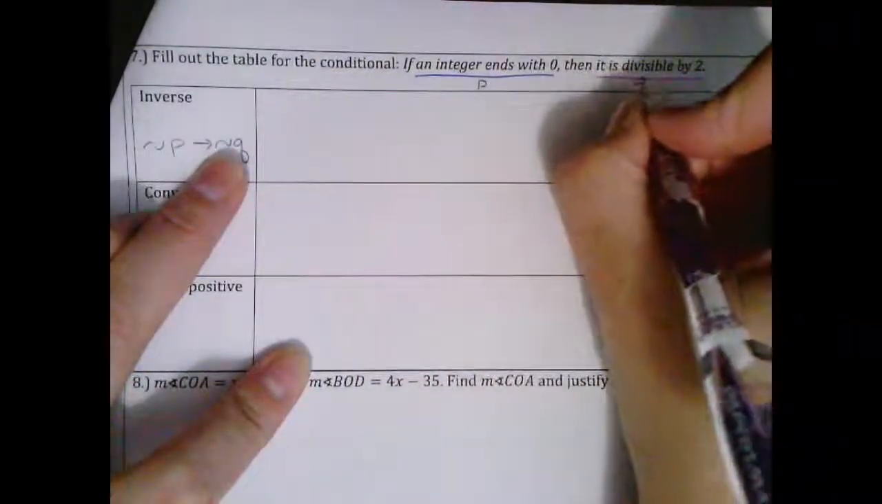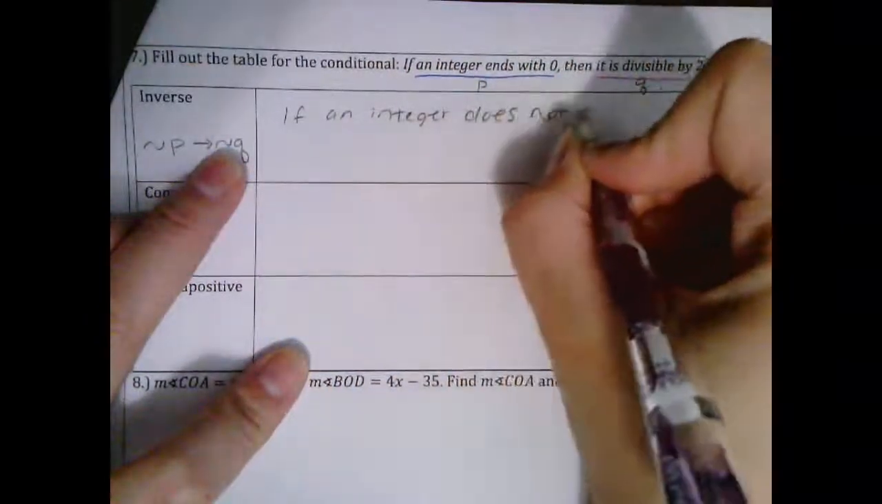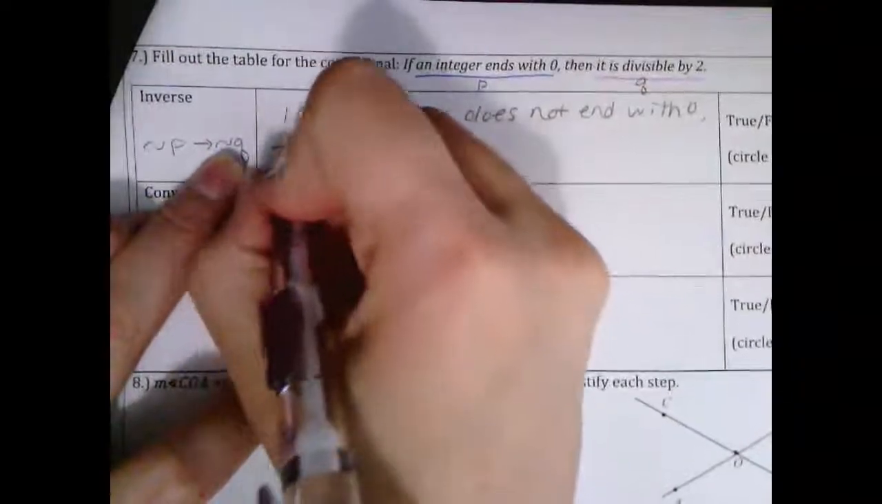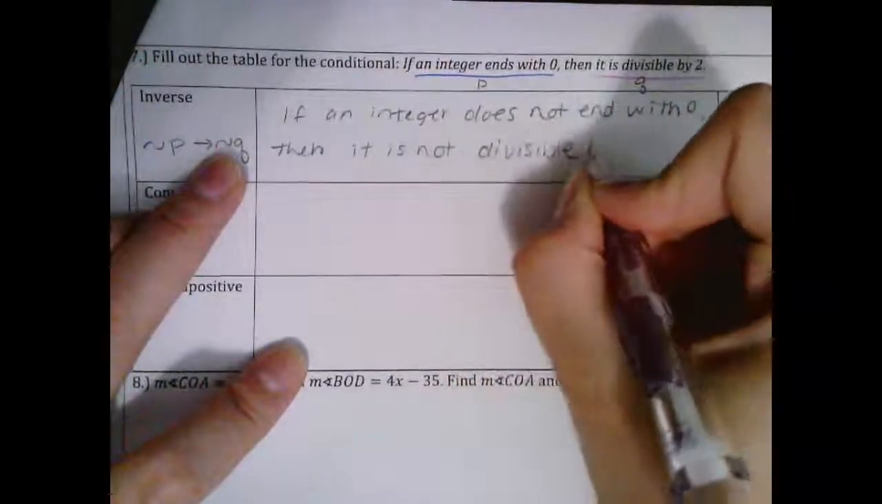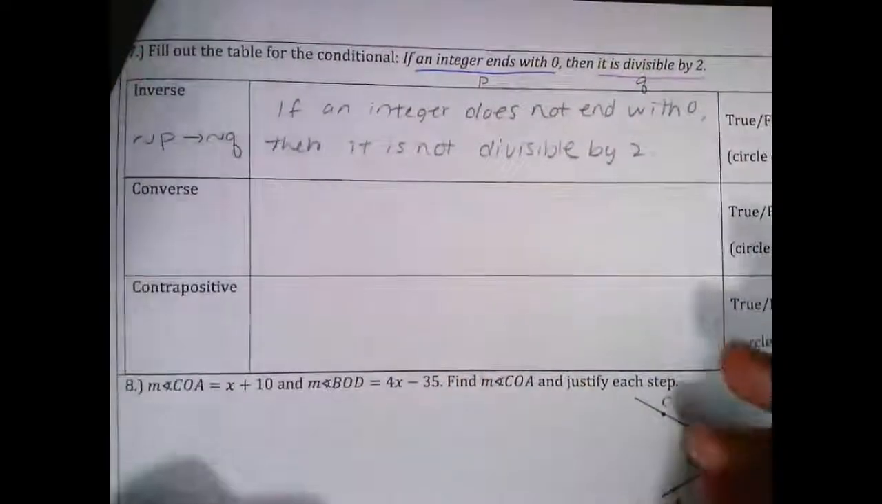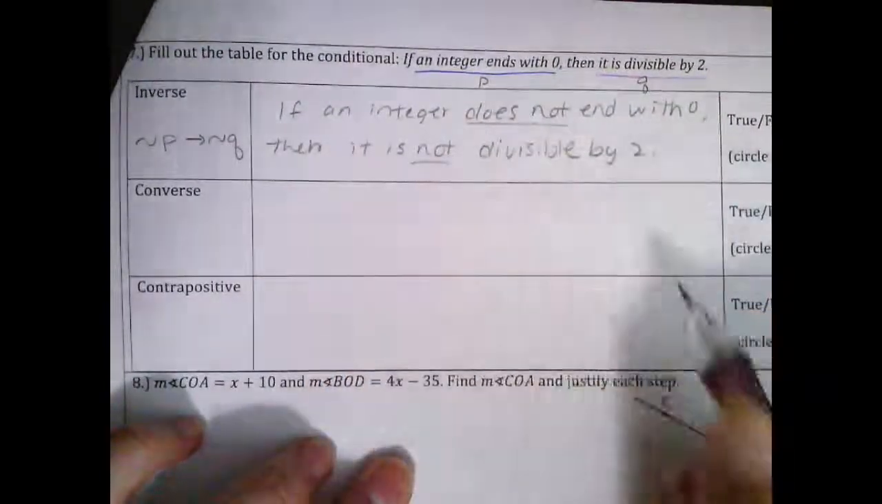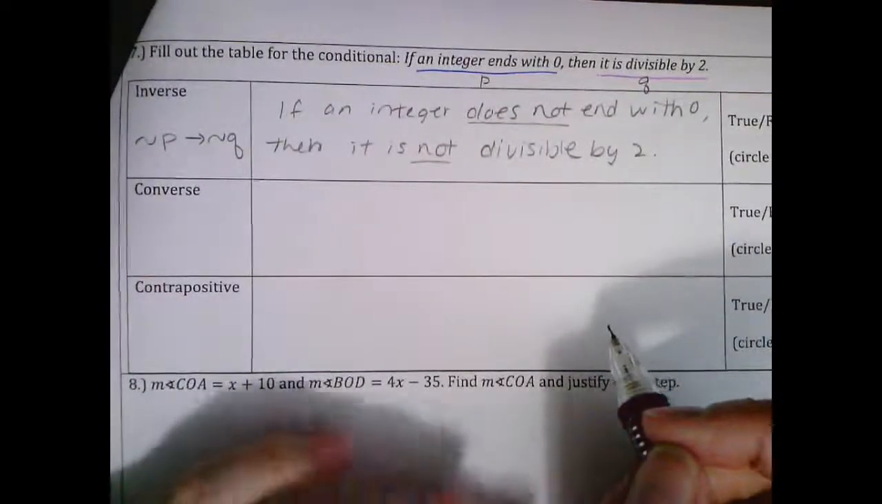So we're going to negate P. This is P. This is Q. So if an integer does not end with 0, then it is not divisible by 2. So we negated the hypothesis and we negated the conclusion by adding the does not and is not. Okay, so let's read this and see if it's true or false.